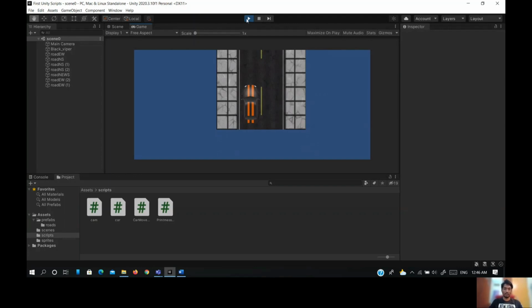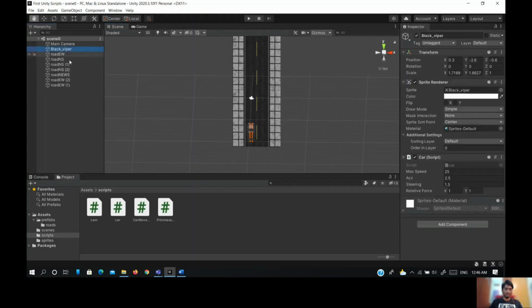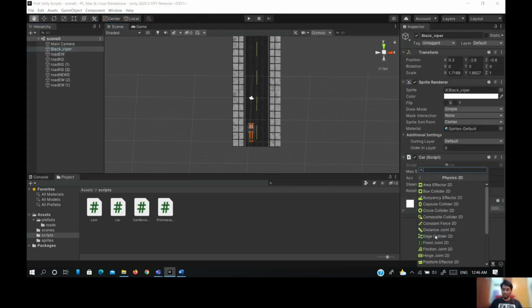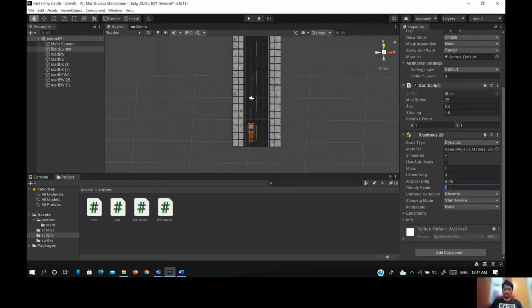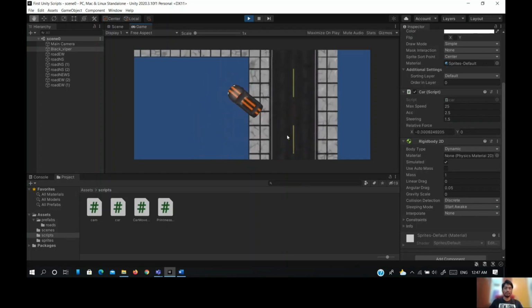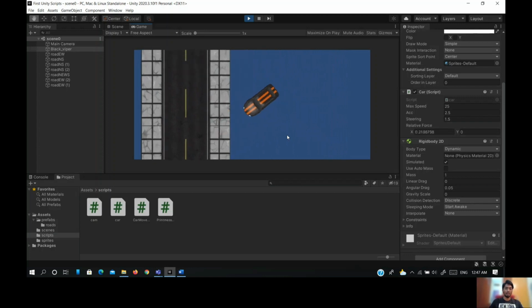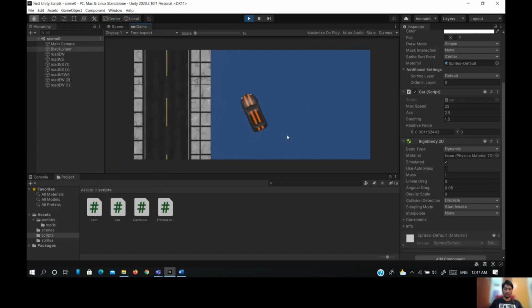So we have to add a rigid body component to the car. To add a rigid body, click on the car, go to Add Component, Physics 2D, Rigidbody 2D, and set the gravity scale to 0. Save it and run. So the car moves now. It goes forward, backward, turns right, turns left, goes the other ways, and goes backwards to left and right.